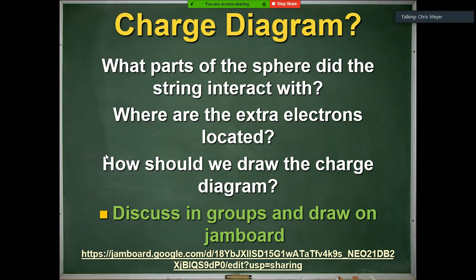What parts of the sphere did the string interact with? Because remember, we only touched the top of the sphere with the charged rod. So where are the extra electrons located? And how should we draw the charge diagram? So they're going to discuss this in groups and draw on a Jamboard. So here's the first part. Let's go to the Jamboard, and we're going to see how to set that up.